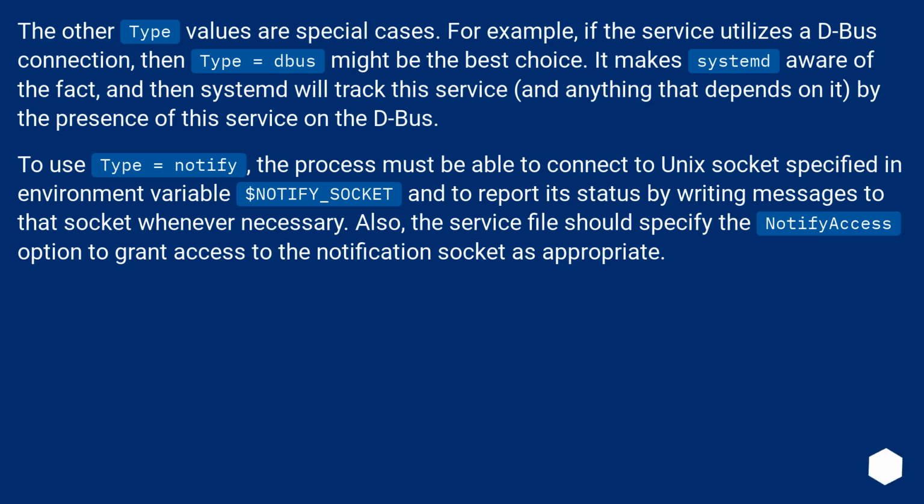To use Type=notify, the process must be able to connect to the Unix socket specified in the environment variable $NOTIFY_SOCKET and to report its status by writing messages to that socket whenever necessary. Also, the service file should specify the NotifyAccess= option to grant access to the notification socket as appropriate.